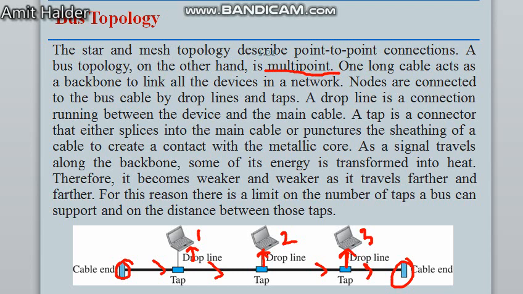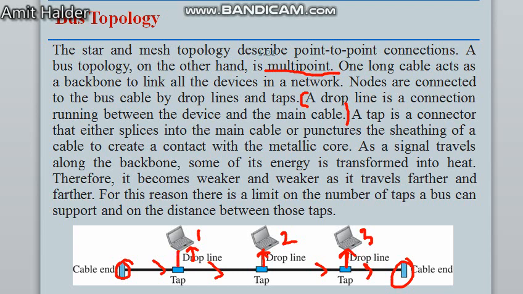A drop line is a connection. A drop line is a connection running between the device and the main cable. What is a drop line? It is the connection running between the device and the main cable.